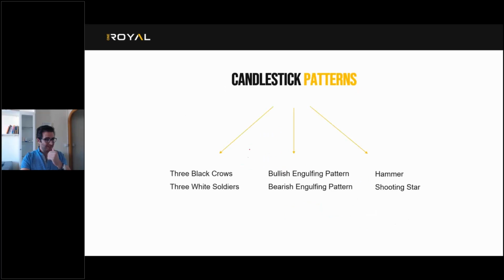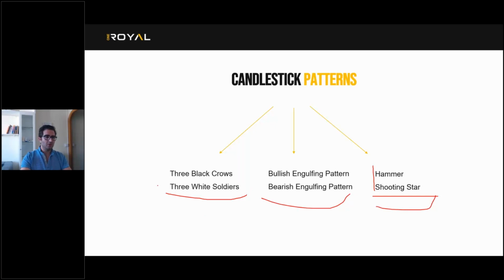Next, I will talk about candlestick patterns. We have the three common ones here. We'll start with the three black crows or three white soldiers. We have the bullish engulfing pattern or the bearish engulfing pattern. And at the end, we have the hammer and the shooting star. All three of them show a reversal.